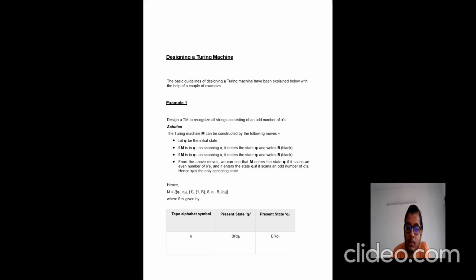Hence M is equal to Q1, Q2, 1, B, delta, Q1, B, Q2, where delta is given by tape alphabet symbol alpha. Present state Q1 is B R Q2 and the present state Q2 is B R Q1.